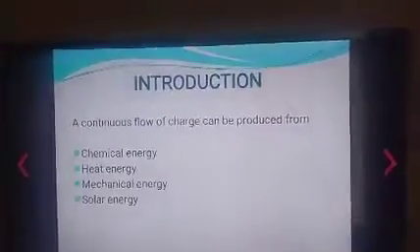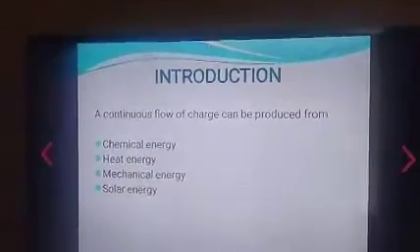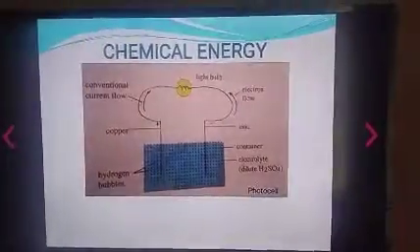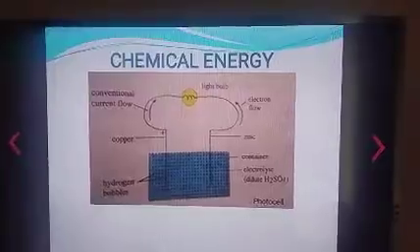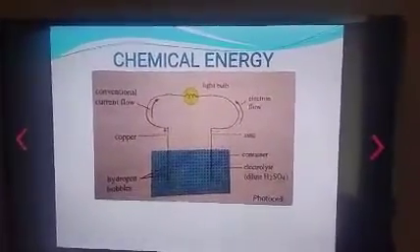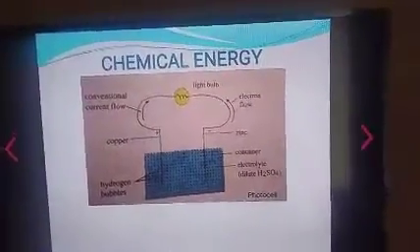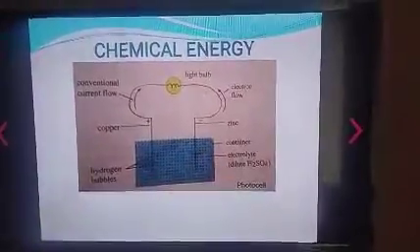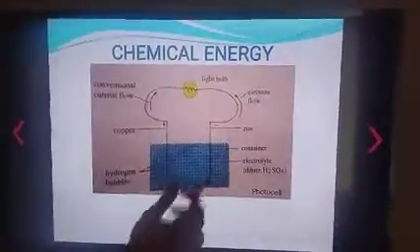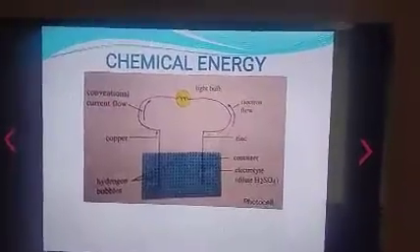A continuous flow of charges can be produced from the following: chemical energy, heat energy, mechanical energy, and solar energy. Let's see how we can do that. First of all, by chemical energy. A simple way to do that is using a photocell. In our cell, we have an electrolyte, which is what enables the current to flow. We have the electrodes, here both copper and zinc, and we have our load, which is the light bulb. The moment both are inserted inside the electrolyte, current will begin to flow. A perfect example is your batteries.